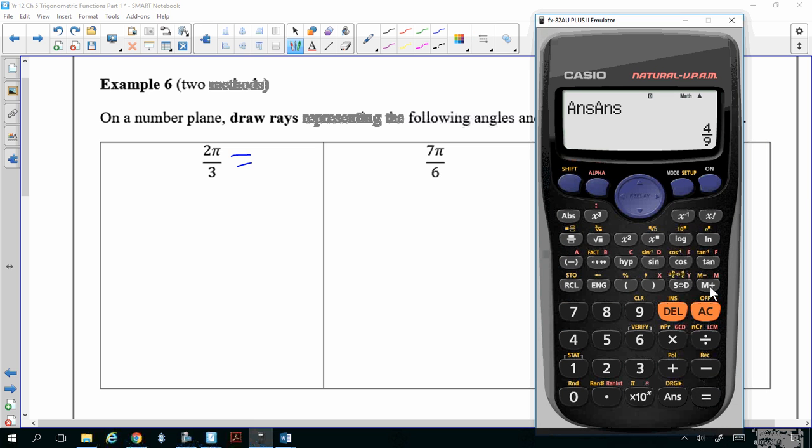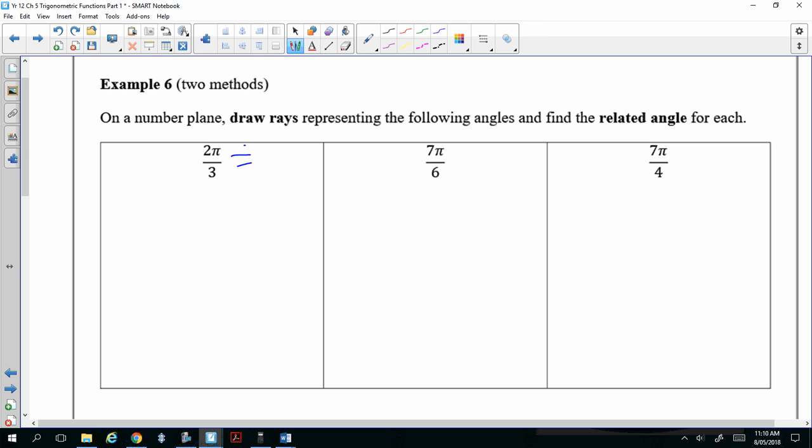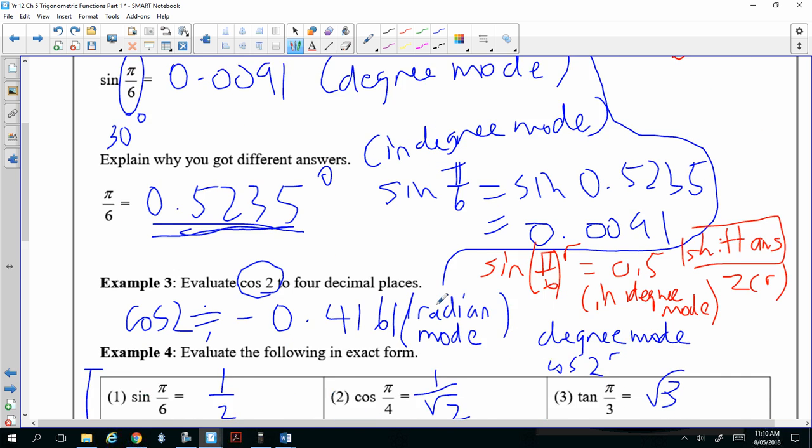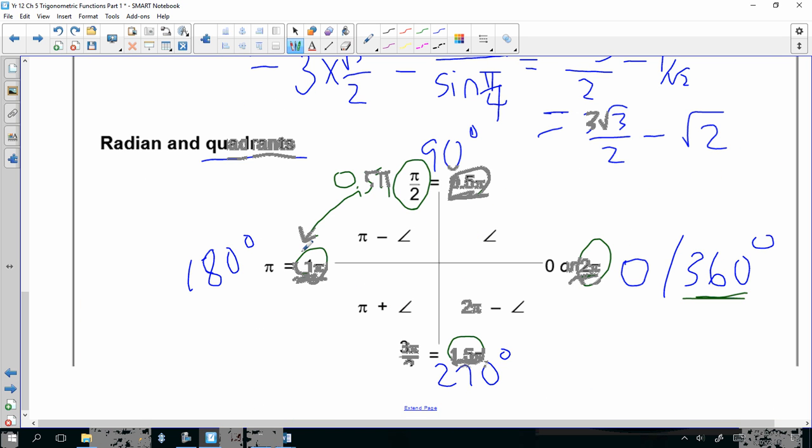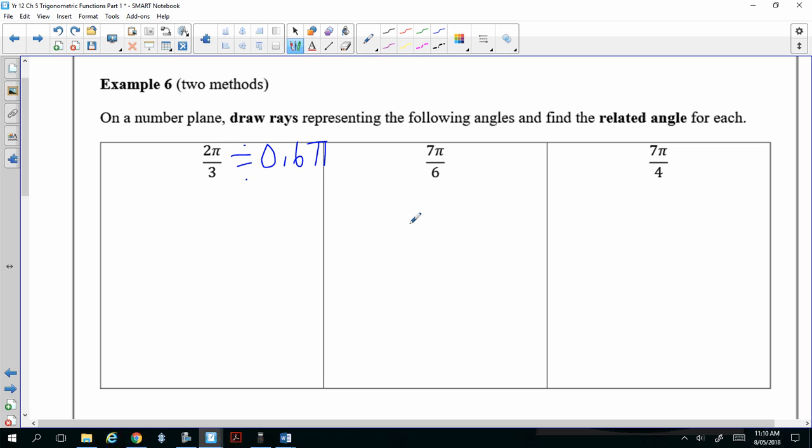So what's 0.6? Go back to the last page. 0.6 is between 0.5 and 1, right? That tells you which quadrant: the second quadrant. So you draw this. This is 2 pi over 3, because 0.6 is between 0.5 pi and 1 pi. That's how we know which quadrant it belongs to.